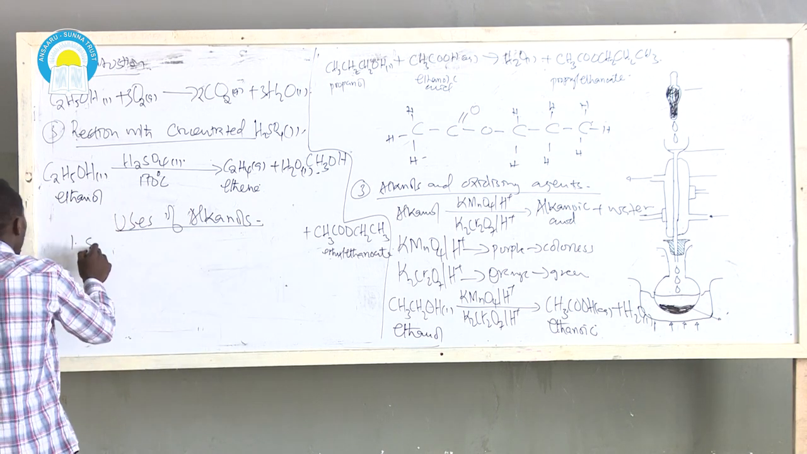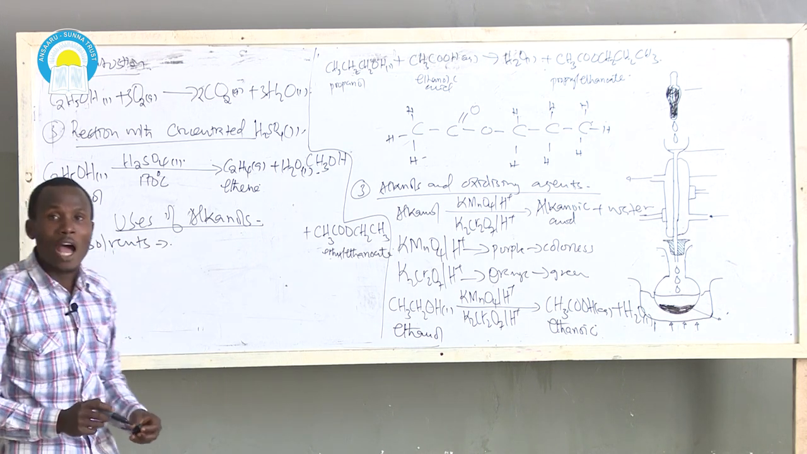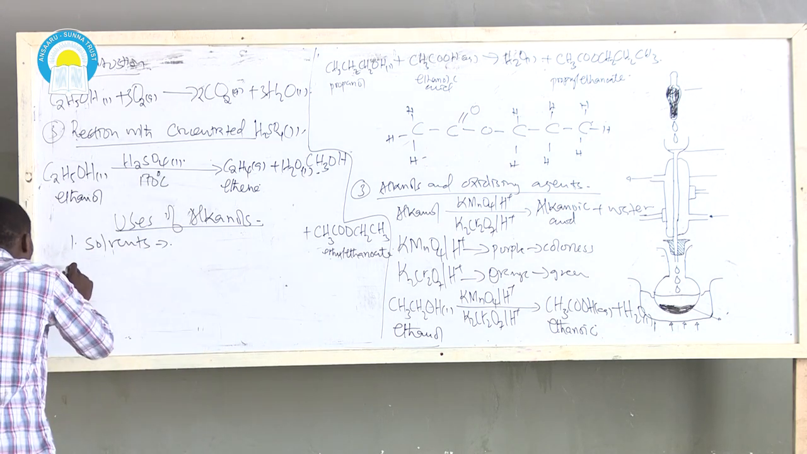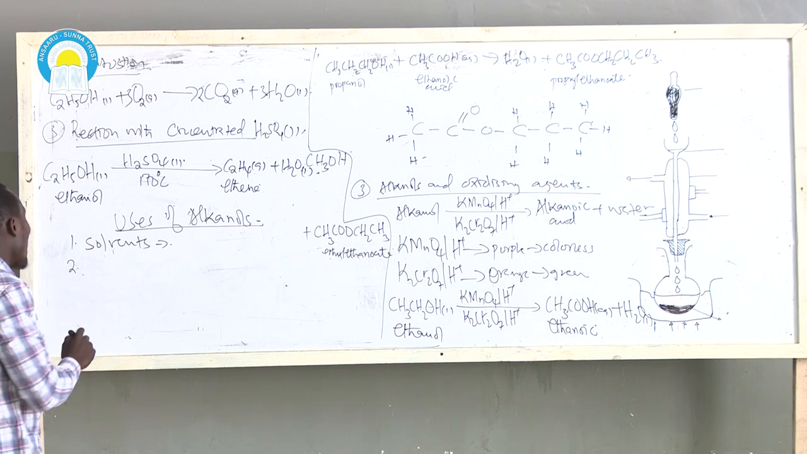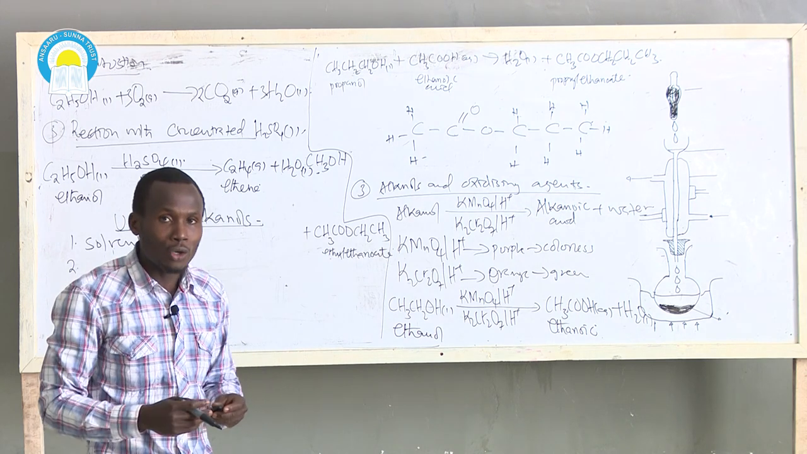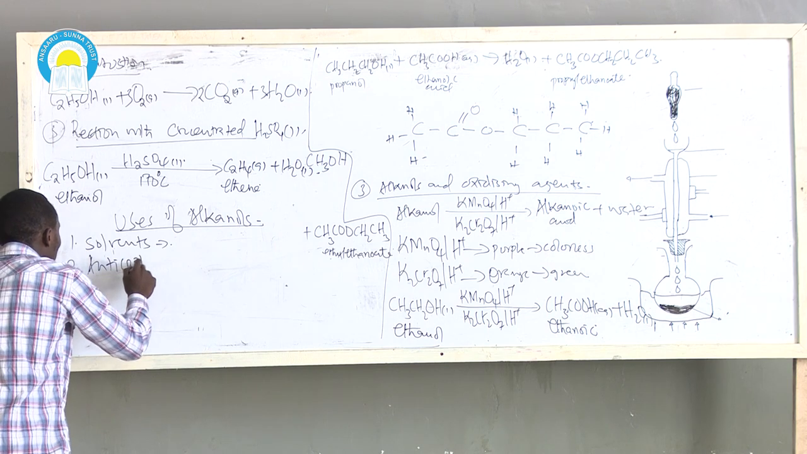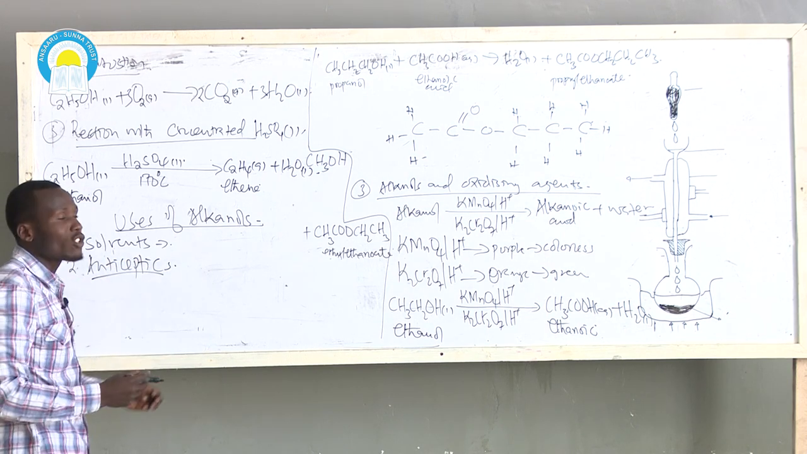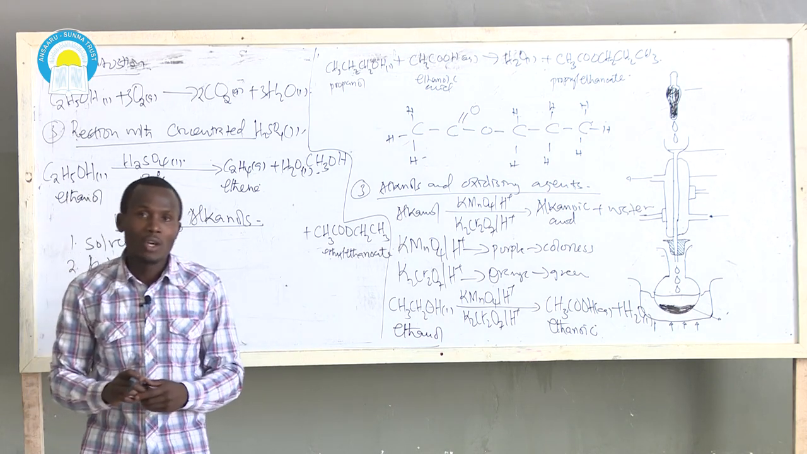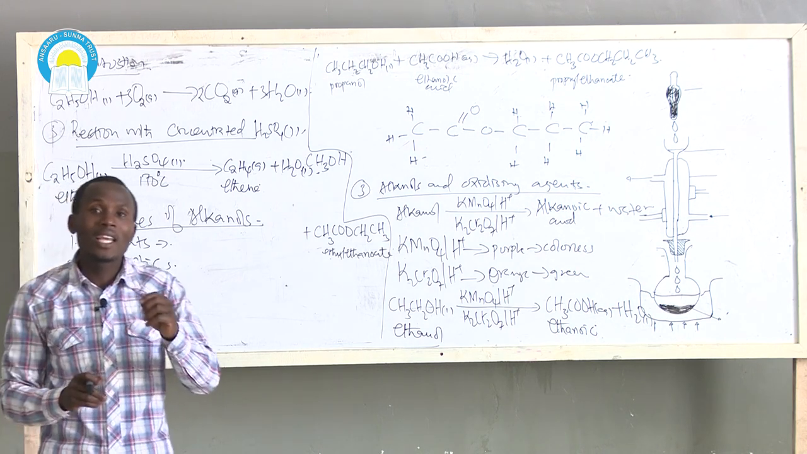One is used as solvents, for example in the manufacture of drugs. The second use of alkanols is as antiseptics at a certain concentration. That is, when they are at a given concentration, we use them as antiseptics. When you talk about antiseptics, we use them in the killing of germs.